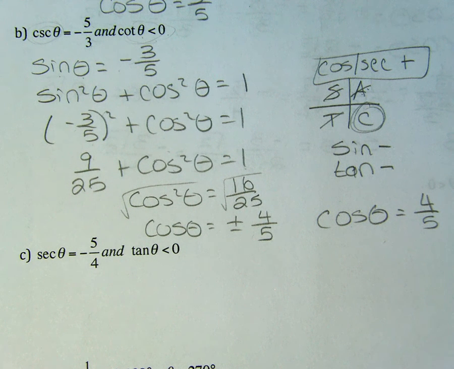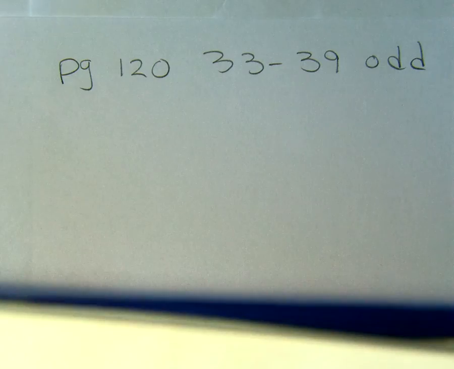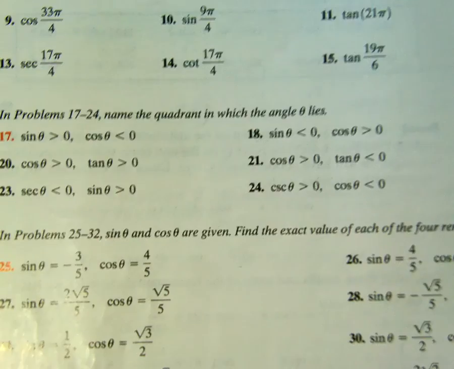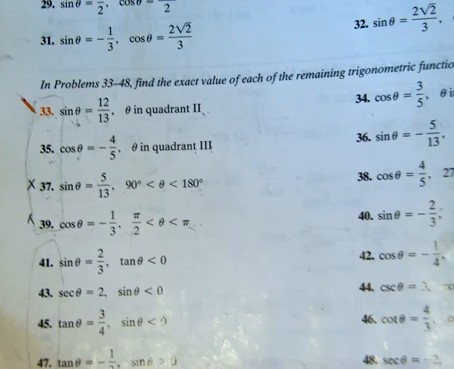Again, if any of this didn't make sense, rewind, watch it again, ask questions, and then it's time to go on to a little bit of bookwork. So here's the assignment. Page 120, 33 to 39 odd. Make sure you're writing out the problems and showing the work. You can check your answers under the video lessons folder on Schoology. I took a picture and it's on there. Let's take a look at page 120, 33 to 39 odd. That's right down here.